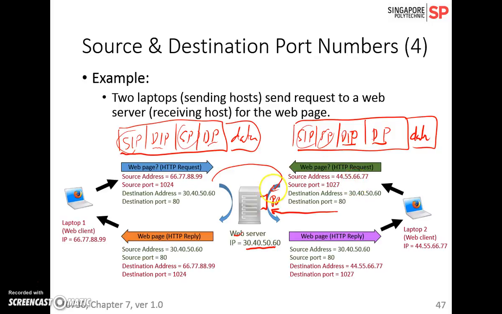So how does the web server reply back? When the web server replies back, all it needs to do is swap the source address and source port with the destination address and destination port. So when it replies back, the source address becomes the destination address, the source port becomes the destination port, the destination address becomes the source address, and the destination port becomes the source port. Then the packet will be able to reply back correctly to the correct source. The same goes for the other laptop. This allows the reply to go back to the correct source and to the correct application.